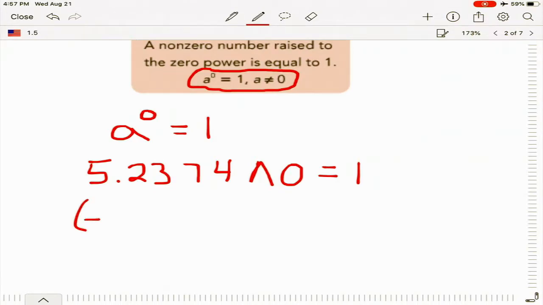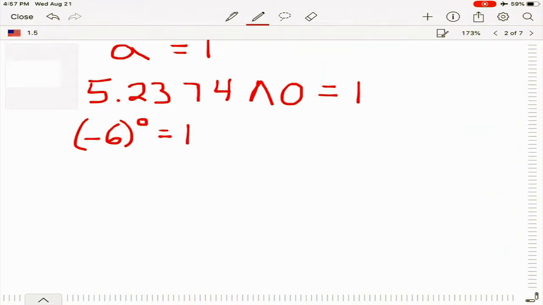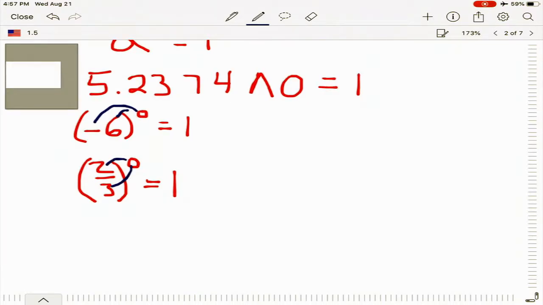So like if you did negative 6 to the 0 power, you will get 1. If you do 2/3, but with parentheses to the 0 power, you will get 1. Because without parentheses, the calculator doesn't understand that you want the 0 to go to both symbols. I want the 0 to go to the 6 and the negative. I want the 0 to go to the 2 and the 3. And that's why I need parentheses. Any number you come up with is going to be 1. Any number to the 0 power is going to be 1.